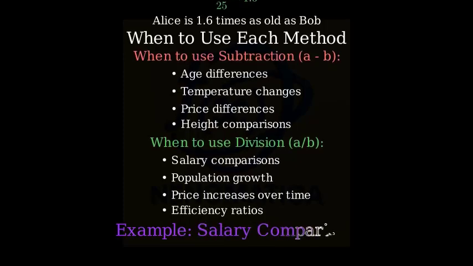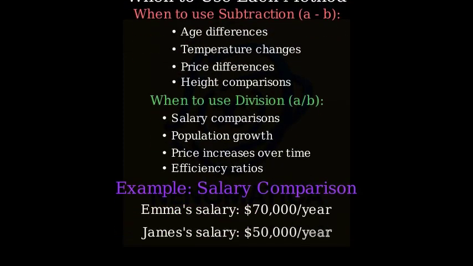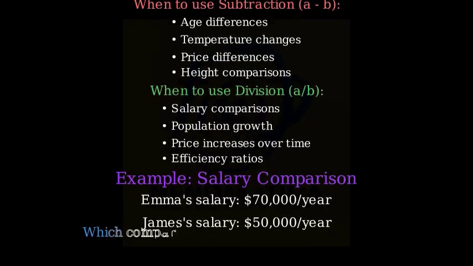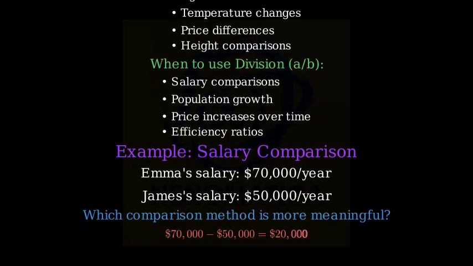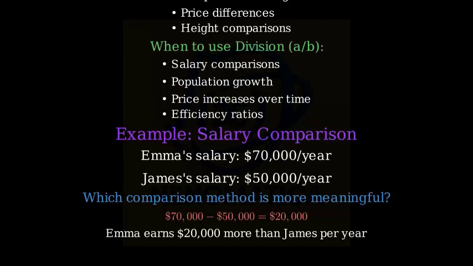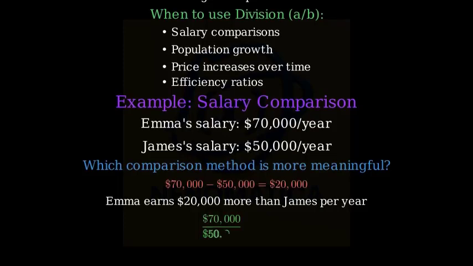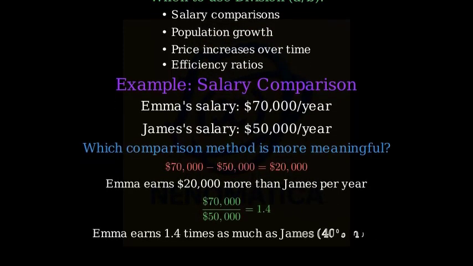Let's look at a practical example. Emma and James work at the same company. Emma earns $70,000 per year, while James earns $50,000 per year. Let's compare their salaries using both methods and see which one gives us more meaningful information. Using subtraction, we find that Emma earns $70,000 minus $50,000, which equals $20,000 more than James per year. Using division, we calculate $70,000 divided by $50,000, which equals 1.4. This means Emma earns 1.4 times as much as James, or 40% more.